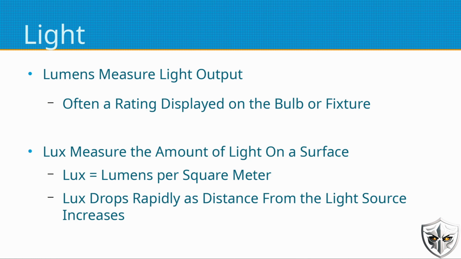Lux, the amount of light that reaches an object, drops rapidly as distance from the light source increases. In fact, if you double the distance, say you go from 1 foot to 2 feet away from the light source, the lux at 2 feet is about 25% of where it was at 1 foot. And if you go to 4 feet, same, it's about 25% of where it was at 2 feet. So as you can see, lux can drop really rapidly across, say, a parking lot.